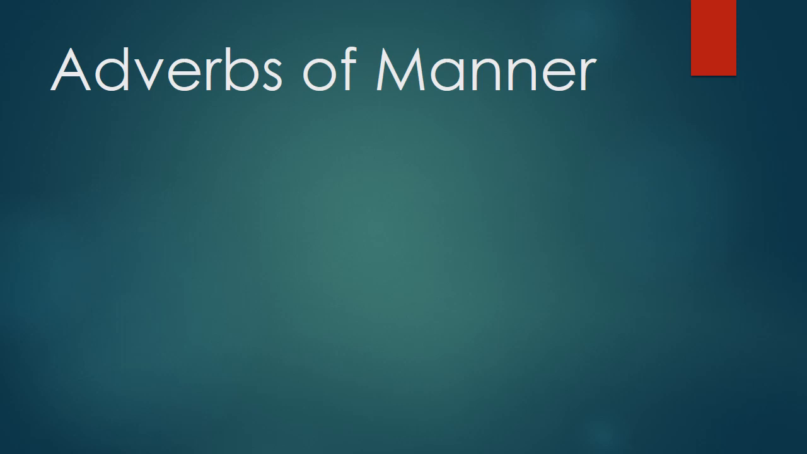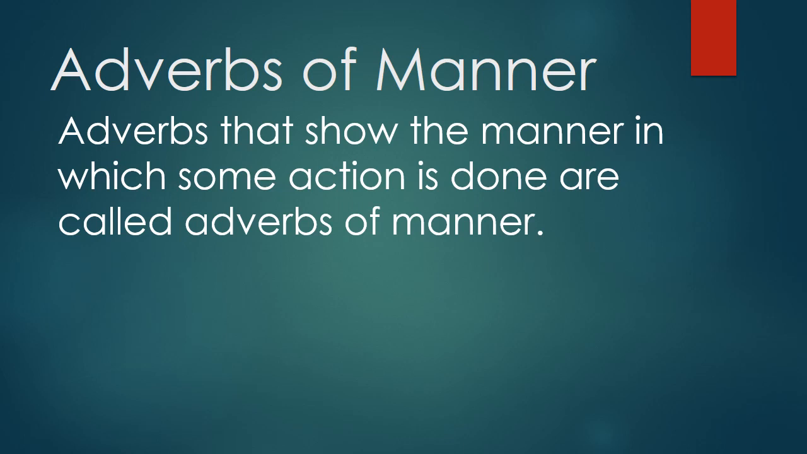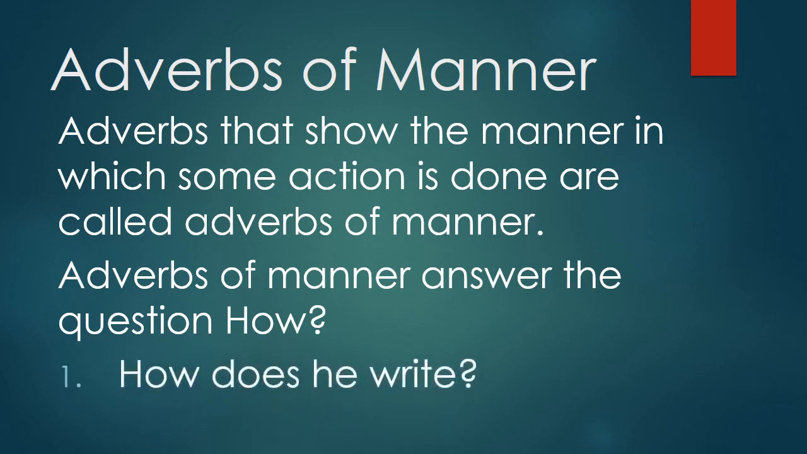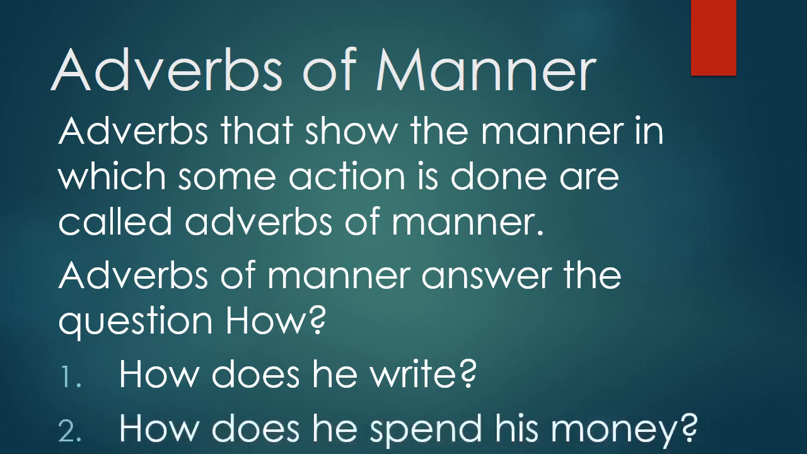First of all, we shall begin with adverbs of manner. Adverbs that show the manner in which some action is done are called adverbs of manner. Adverbs of manner answer the question how. Let us understand this with the help of examples. Number 1, how does he write? He writes neatly. Number 2, how does he spend his money? He spends his money foolishly. So, when we get the answer of how, that is adverb of manner.